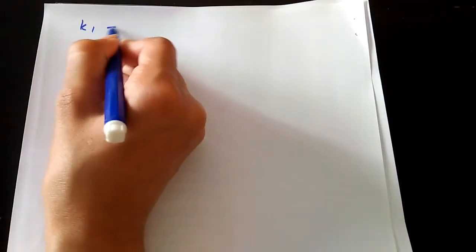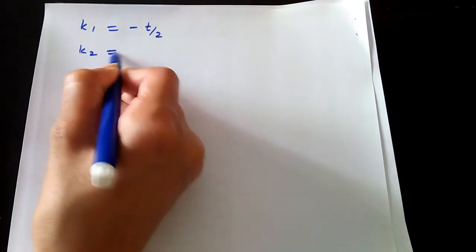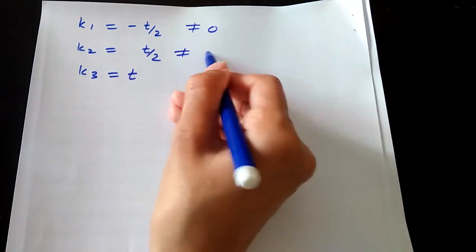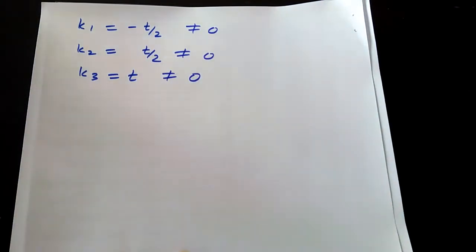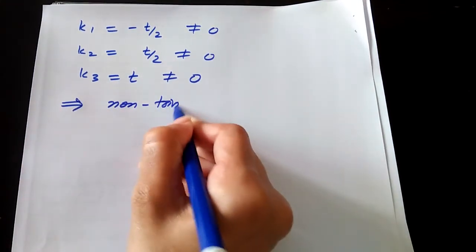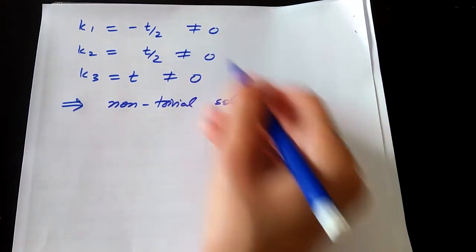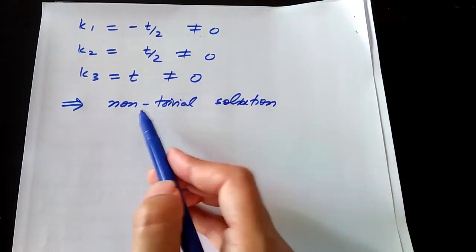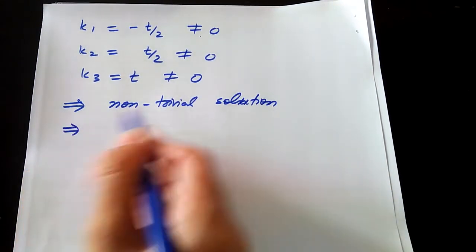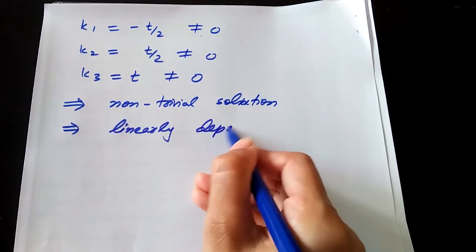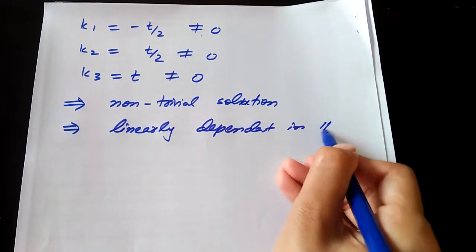Now what are your values? Your K1 is minus t over 2, K2 is t over 2, and K3 is t. All these are not equal to 0. It means you got a non-trivial solution. If all are 0, then this means you got a trivial solution, but here you did not get all 0. So it is a non-trivial solution. So due to the non-trivial solution, they are linearly dependent in R3.